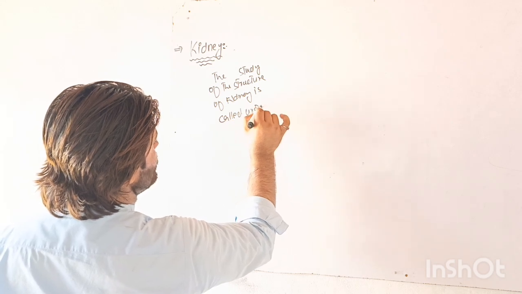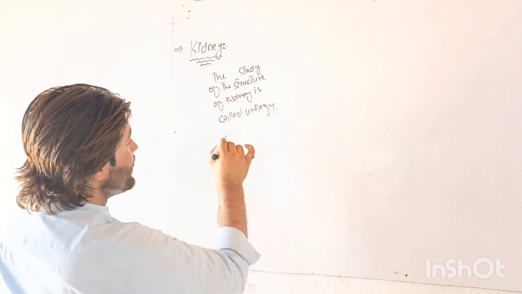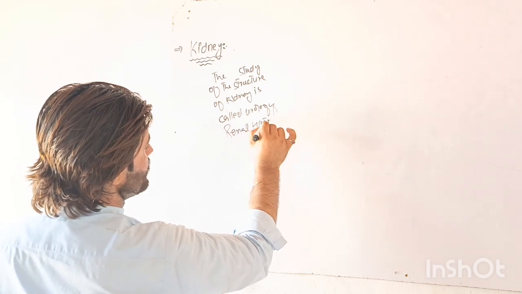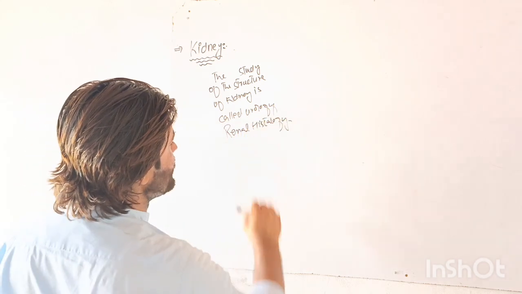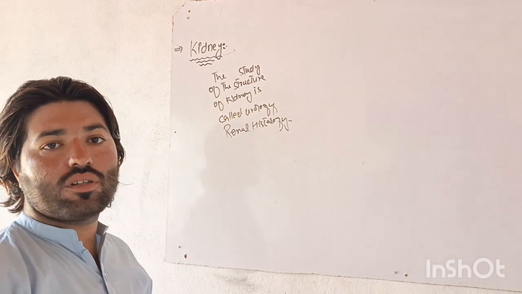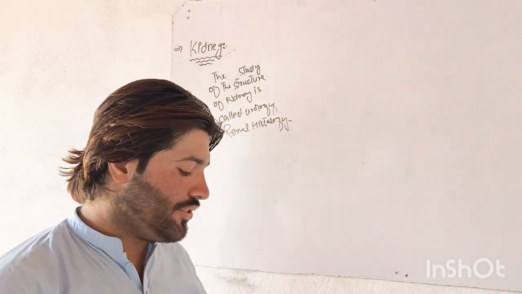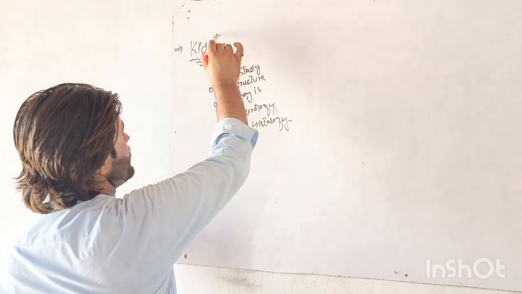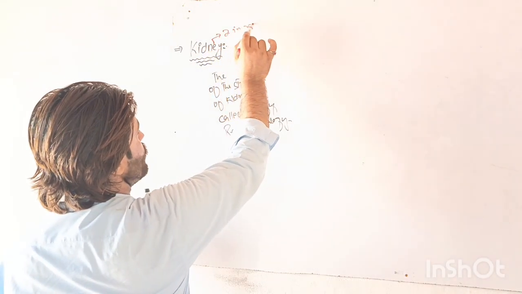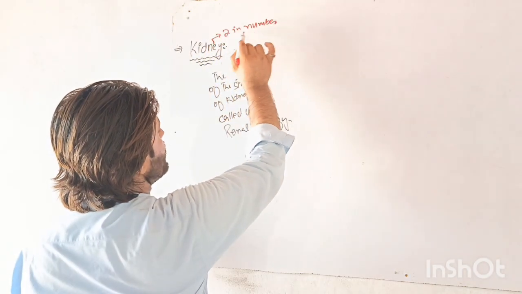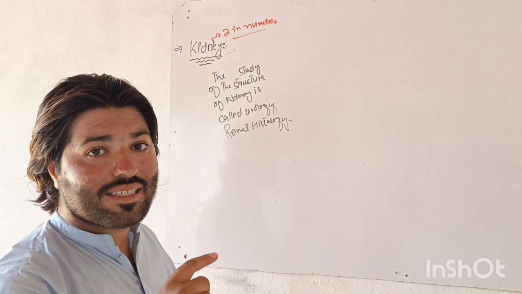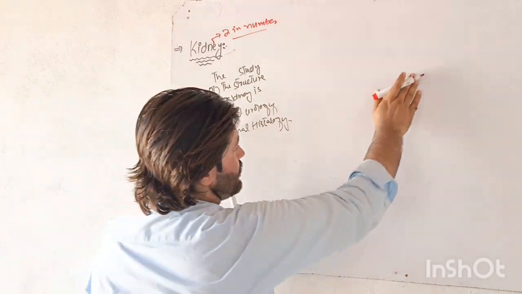The study of the structure of the kidney is called urology, or it is also called renal histology. So the kidney is 2 in number. Now we are going to discuss the structure of the kidney.